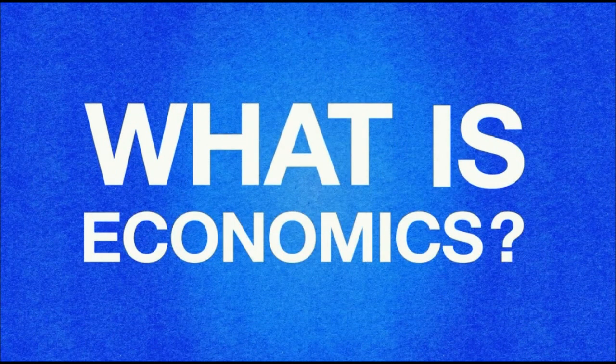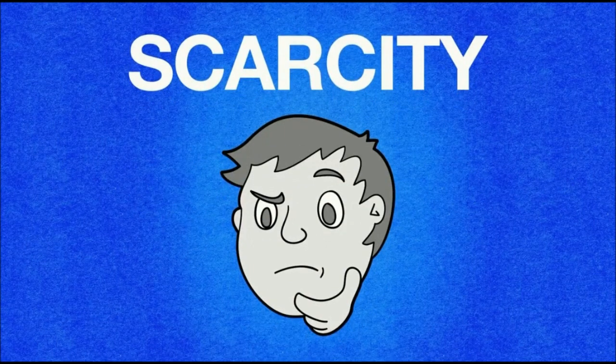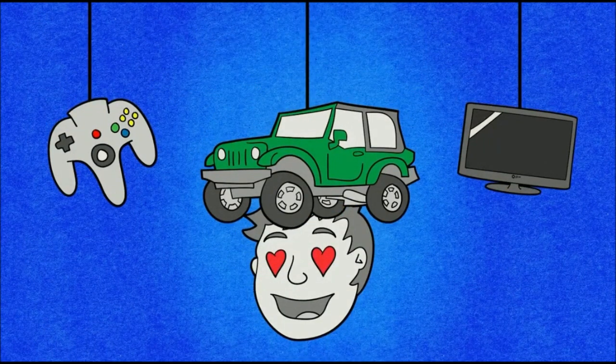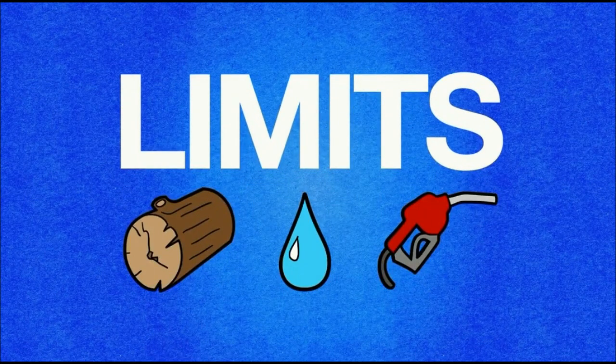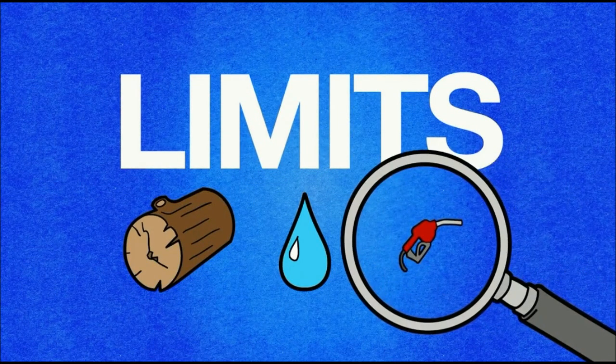Okay, so what is economics? Economics starts with the word scarcity. But what is scarcity? Scarcity is the idea that we cannot have everything we want. As much as we'd like to have, there are limits that keep us from having everything. What are these limits? Scarce resources. Why are these resources scarce? Because they're hard to find.